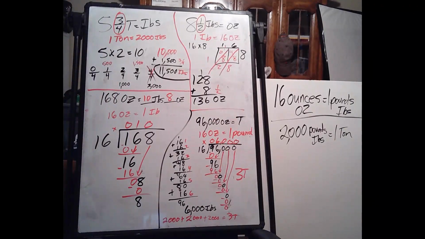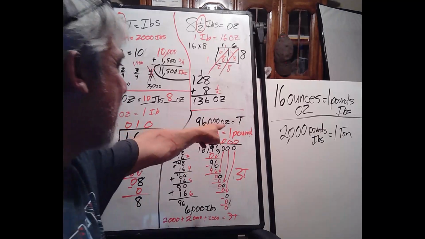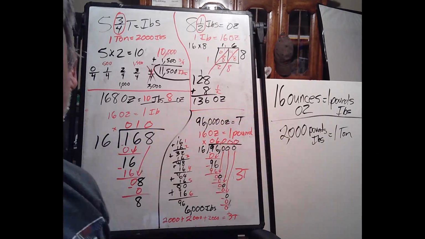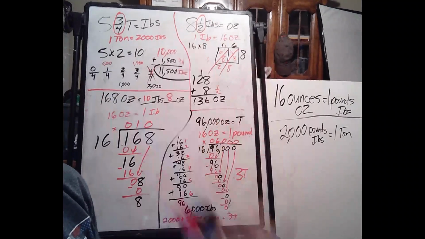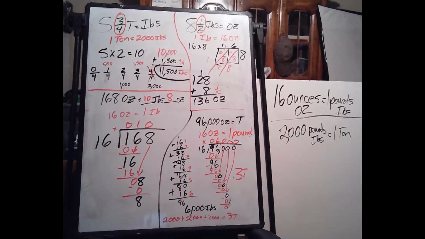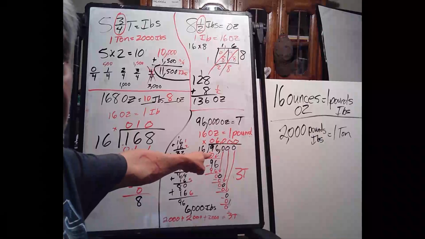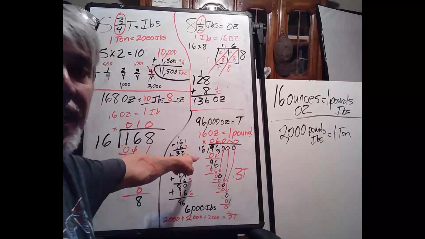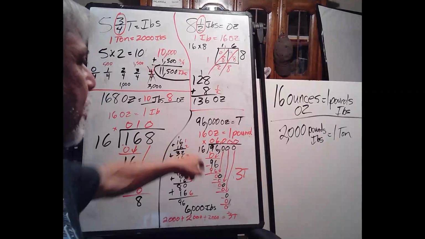Now you're down to one more problem. Oh no! 96,000 ounces equal tons. But Mr. Nethercott, over there it doesn't do ounces to tons. That's right. It's a two-step problem. You got to take it from ounces to pounds. So you put your 96,000 in the division box. Who's outside knocking? 16. Why 16? Because 16 ounces equal a pound.